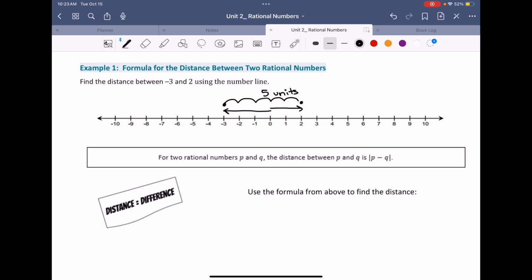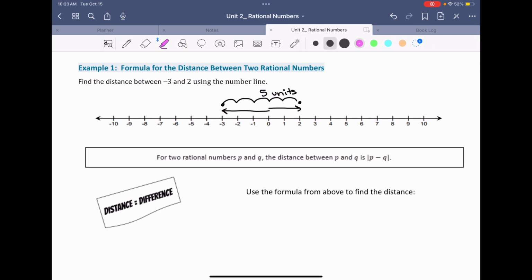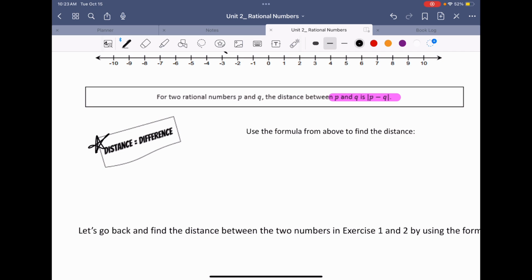But if I don't have a number line, I can use this formula here. For the two numbers, P and Q, the distance is the absolute value of their difference. So distance means difference. If I have -3 and 2, P is the first number, Q is the second number, and I'm going to plug that into my formula. So the absolute value of P minus Q, so -3 minus 2.